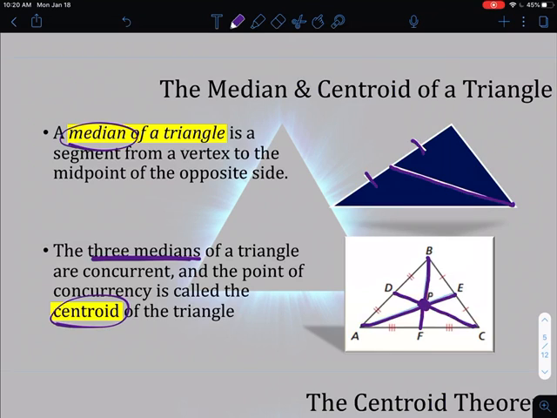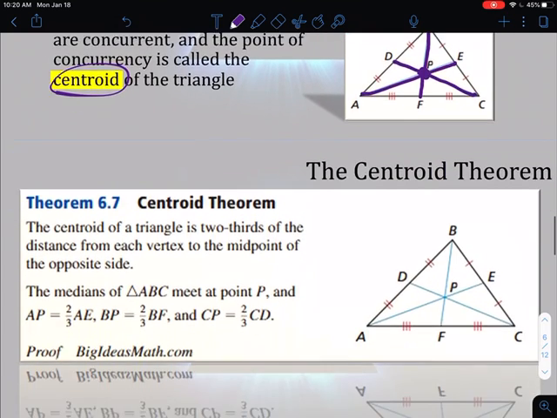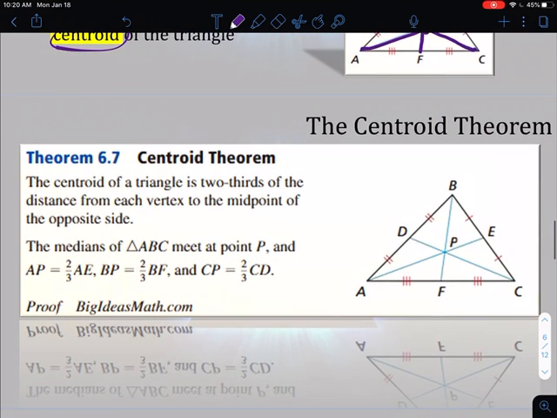So that would be point P right here in the middle. Okay, so a median starts in a corner, cuts the opposite side in half. When I put all three medians in at once, they all meet at a point of concurrency called the centroid. Now what's special about the centroid? Because so far all of my centers have had something. The circumcenter was the same distance from each corner. The incenter was the same distance from each side.